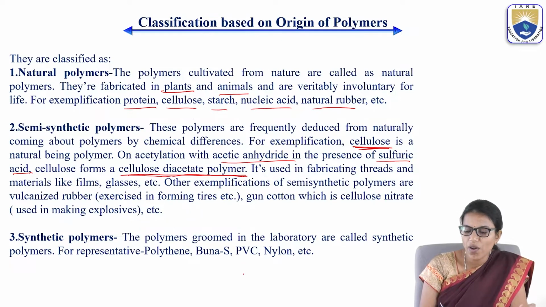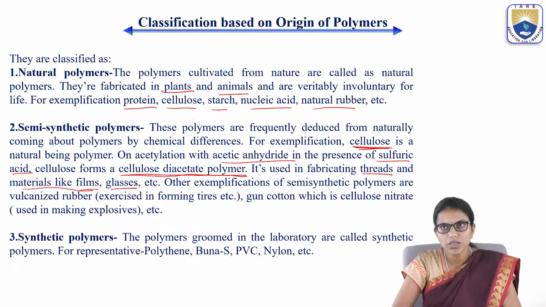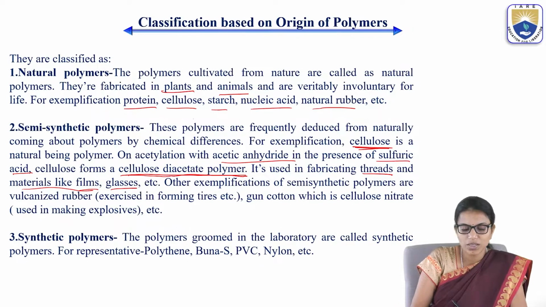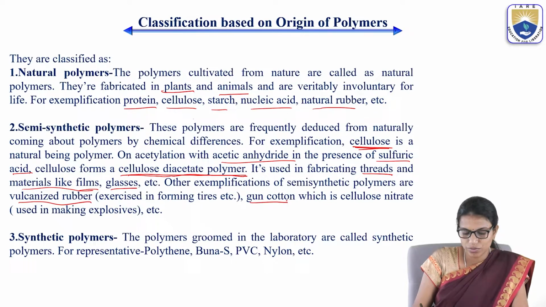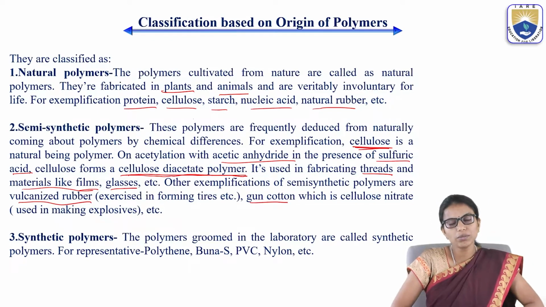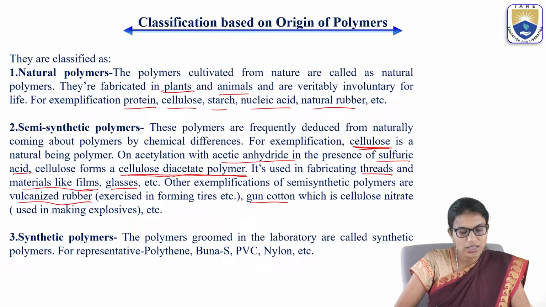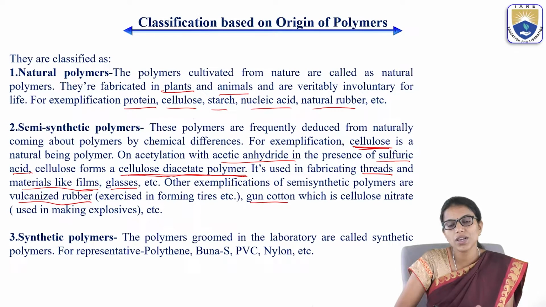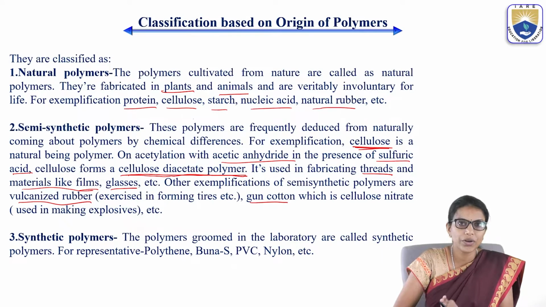It is used in fabricating threads and materials like films, glasses, etc. Other examples of semi-synthetic polymers are vulcanized rubber, gun cotton, etc. Now coming to the third part, that is synthetic polymers. Synthetic polymers, which are also known as man-made polymers. This is purely made in the laboratory only.